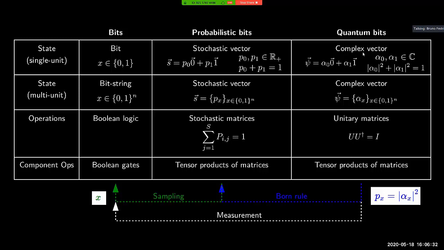And because the vectors are complex, the coefficients in the vectors are complex numbers, because we are working in what we call Hilbert spaces, the operations that you are allowed to perform on the state have to be unitary. In the classical domain with probabilistic bits, you are working with what we call stochastic matrices. That is matrices where the coefficients, the transition probability from one state to another, are real coefficients. And when you sum the coefficients in the same line of the matrix, it sums up to 1.